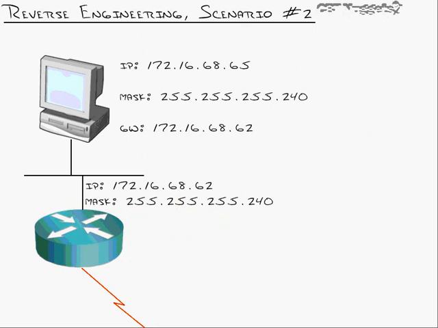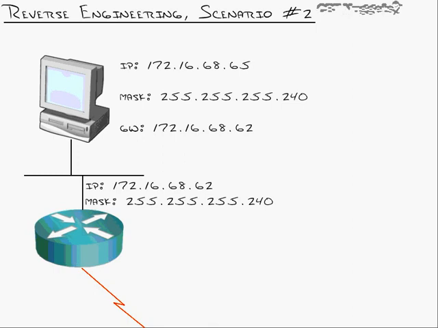Once again, we have an IP address assigned to a PC, 172.16.68.65. We've got the subnet mask listed below, and a default gateway is assigned, 172.16.68.62. IP address down here of the default gateway is 172.16.68.62. Looks good. That's going to be the gateway the computer uses as it goes out. And we see the subnet mask of the default gateway is the same. Everything looks good, and maybe down here is the internet.